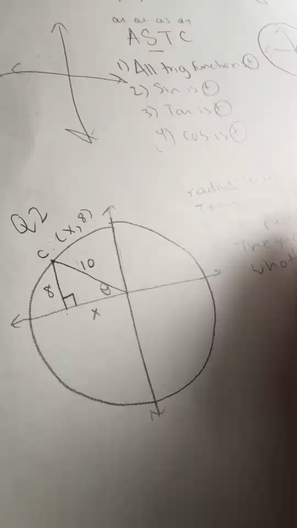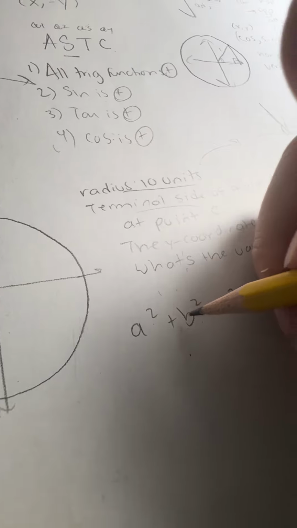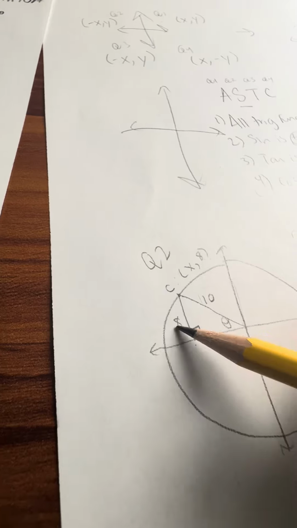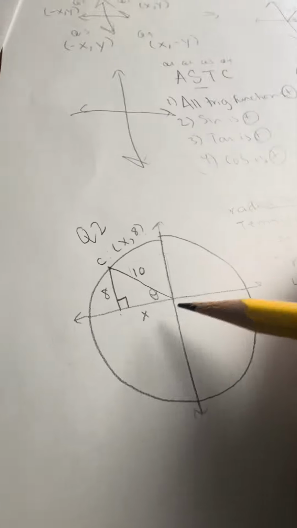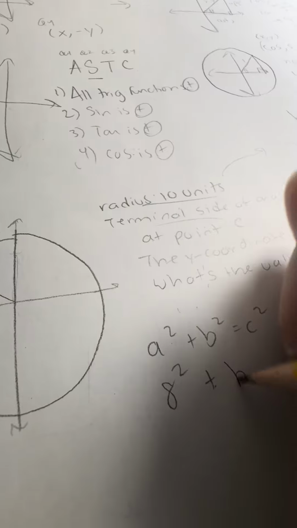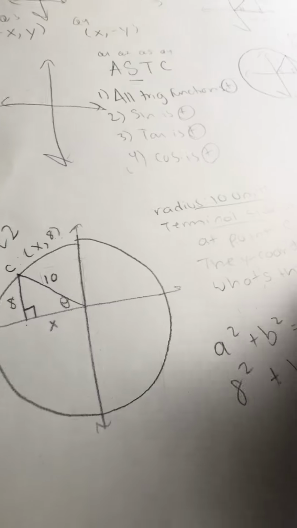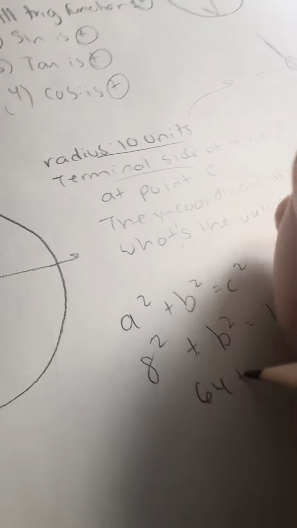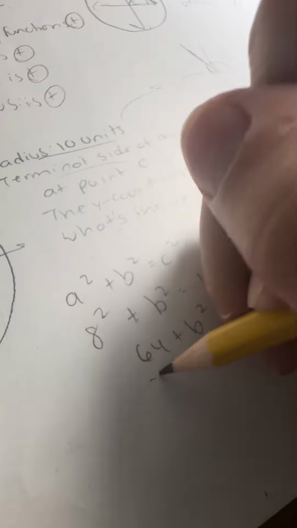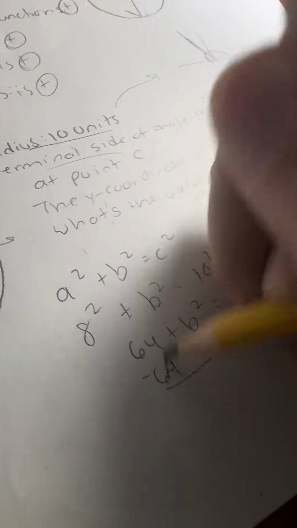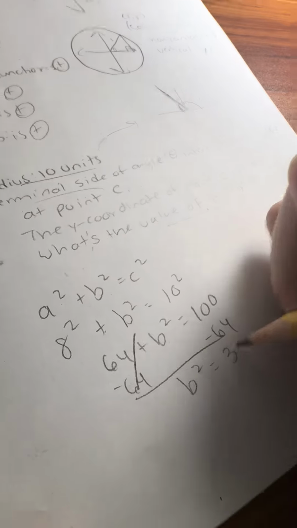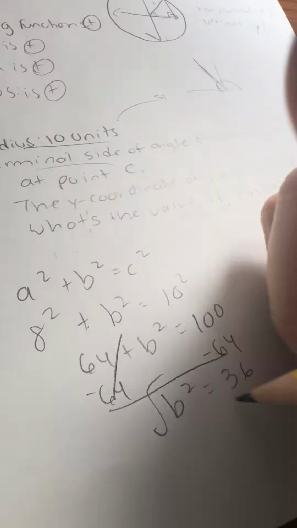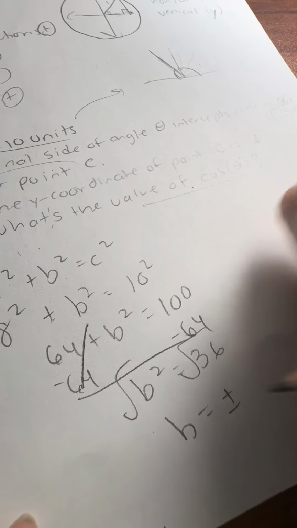What's the value here? We can use the Pythagorean theorem, which is for right triangles. The Pythagorean theorem is a squared plus b squared equals c squared. a and b are the legs of the triangle and c is the hypotenuse. So a, which is one leg, is 8 squared. Solving for the other leg, we leave it as b squared, equals c squared, which is 10 squared, the hypotenuse. So we have 64 plus b squared equals 100. Now we solve algebraically. We subtract 64 on both sides. We have b squared equals 36. Now we square root both sides, and we're left with b equals plus or minus 6.